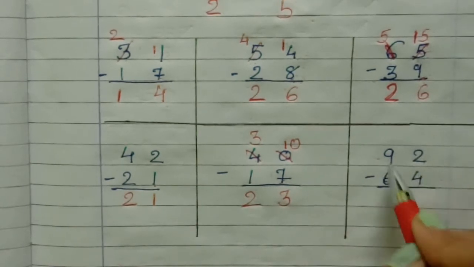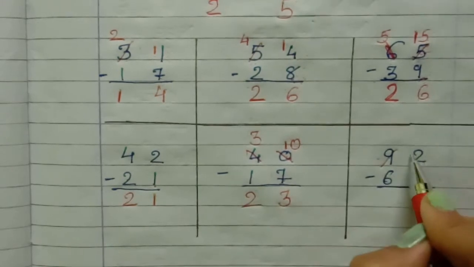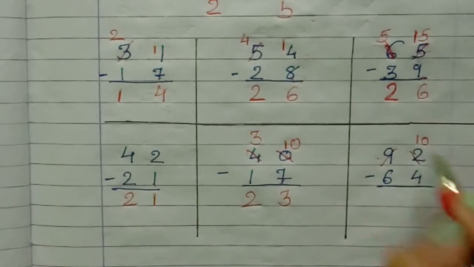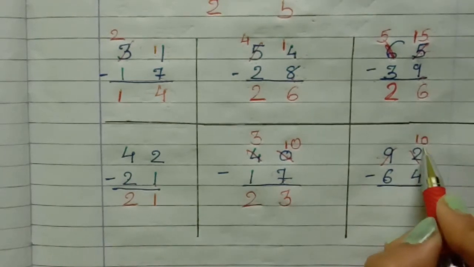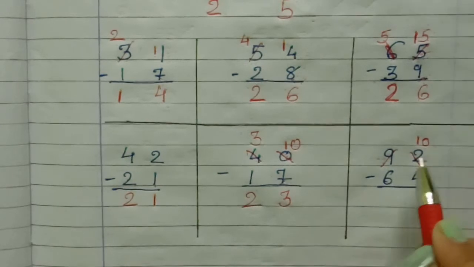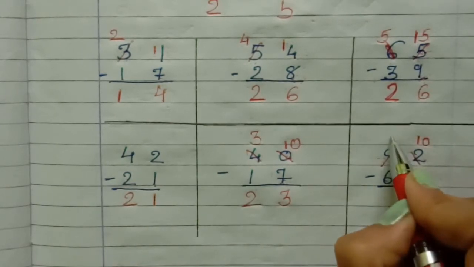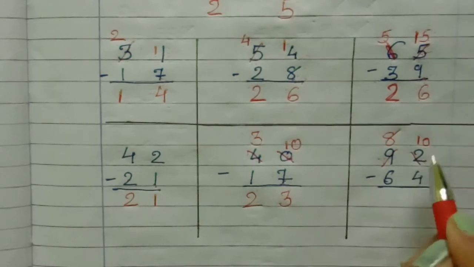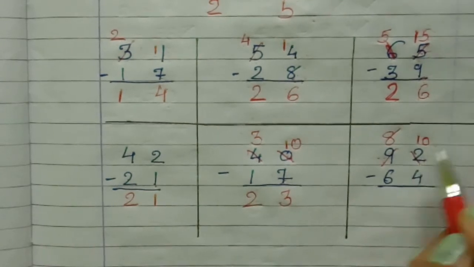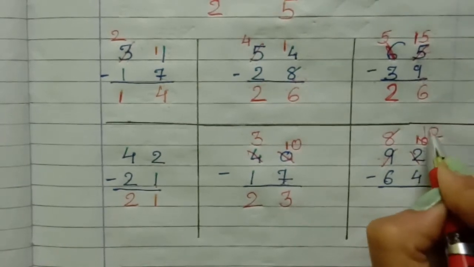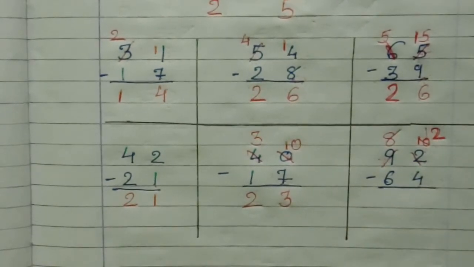Okay, so 9 will give 1/10 to 2. We can write like this also. 9 will give 1/10 to 2, so 9 has one decrease. So 9 has remained 8. And here 10 plus 2, it's 12. So 12 minus 4.